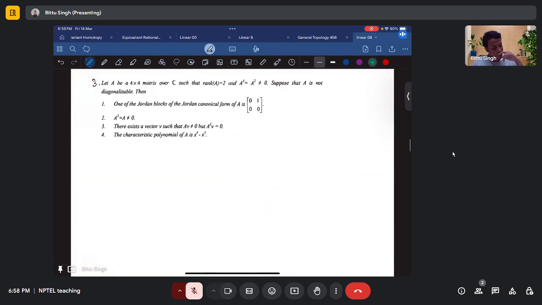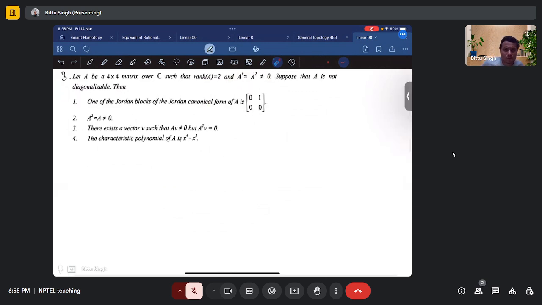So let us look at question number 3. Here rank of A is 2, and given that A cube equal to A square, non-zero. And also it is given A is not diagonalizable. So what are the Jordan blocks?